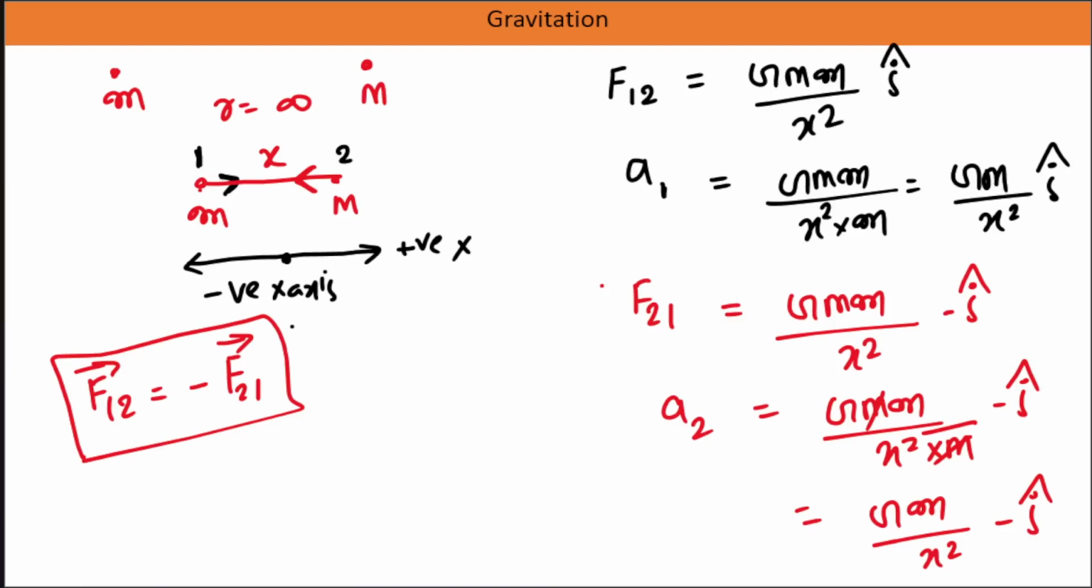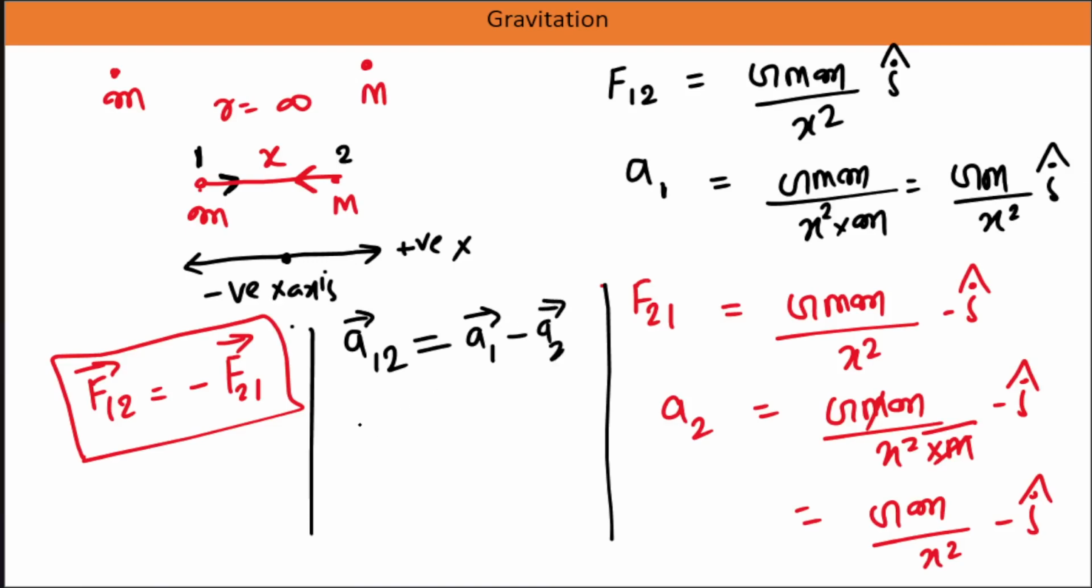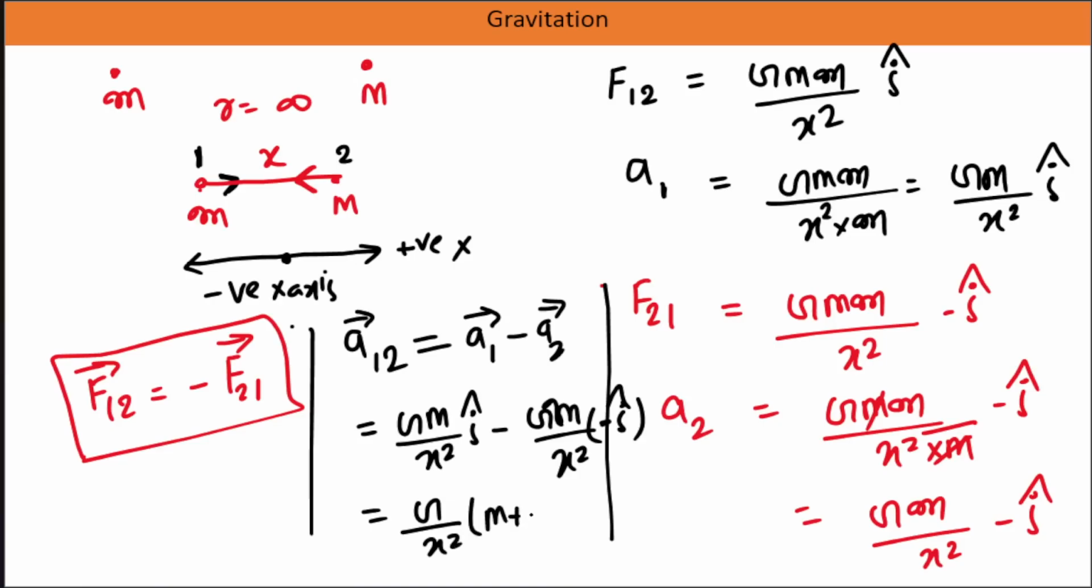Now, we have to calculate relative acceleration. Let us talk about it. So, let's calculate acceleration of 1 with respect to 2. Acceleration of 1 with respect to 2 आप कैसे निकालोगे? You will be doing a1 minus a2. So, let us do that. a1 is how much? That is your GM by x square i cap minus Gm by x square in minus i cap direction. So overall ये minus minus plus हो जाएगा and you will be getting G by x square (M plus m) in i cap direction. ठीक है? So this is the relative acceleration of 1 with respect to 2.